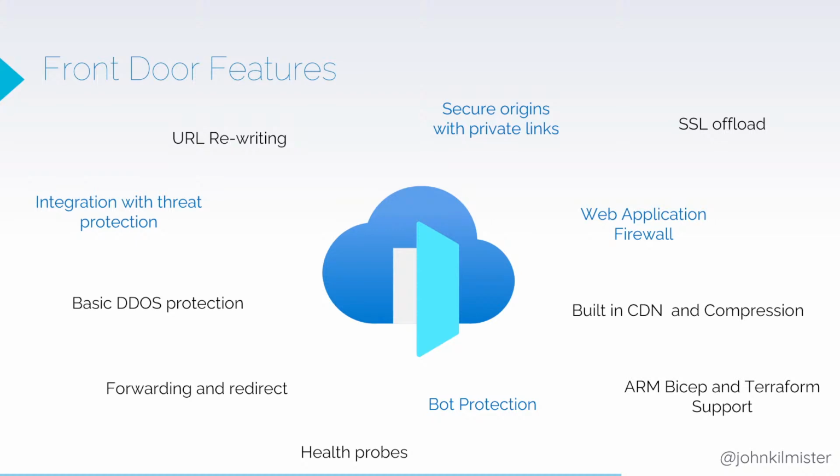If we go with the Premium SKU, you also get the additional features that are highlighted in blue here. So we can secure the origins with private links, so these are the servers behind. We also get additional web application firewall and bot protection and integration with threat protection. So as you can see, Azure Front Door is a fully featured layer 7 load balancer.